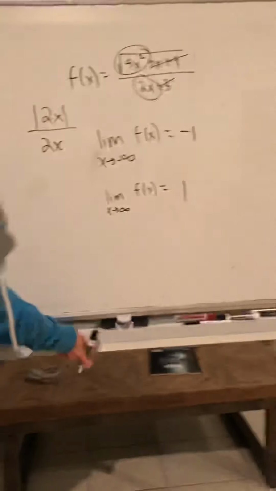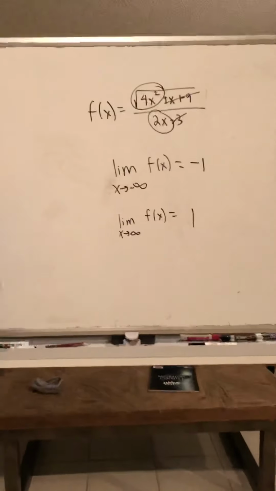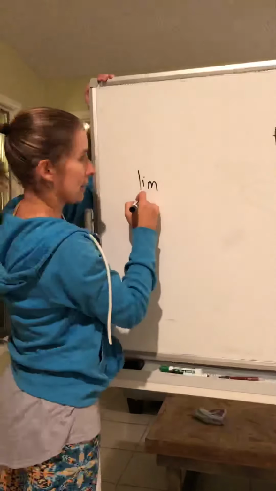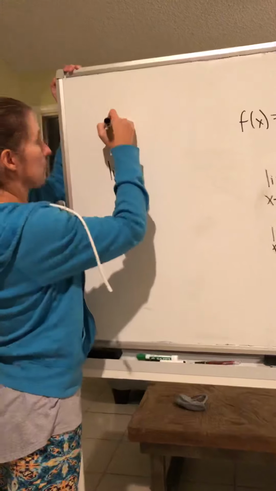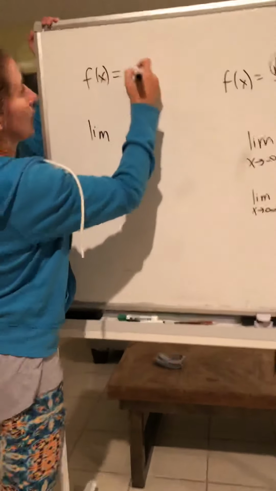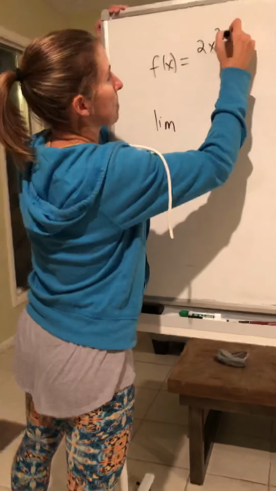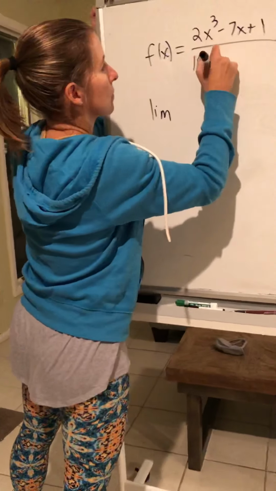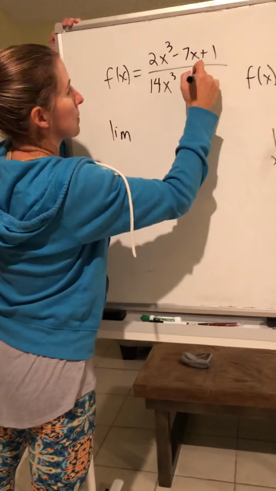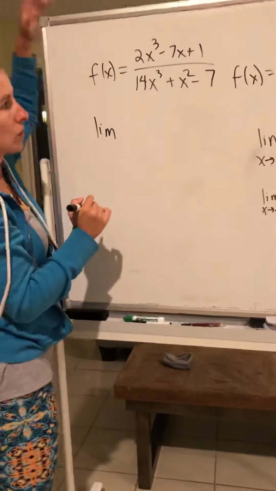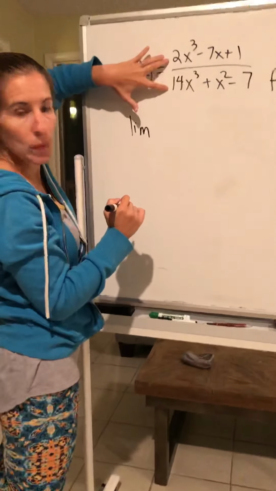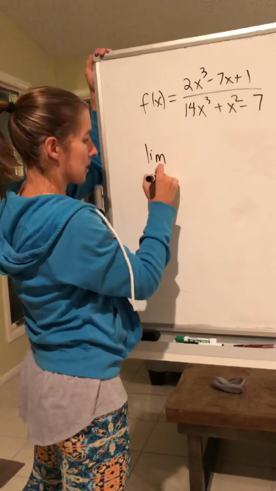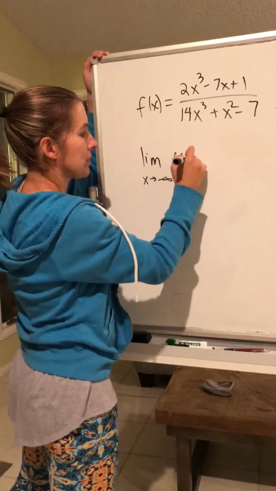So let me give you another example. Is that still on the screen? Okay. Let's say you have another function. All right, so now this is another situation where we'd want to find the horizontal asymptote. So we're going to take the limit as x approaches negative infinity of the function.